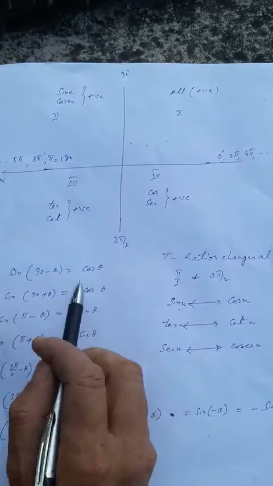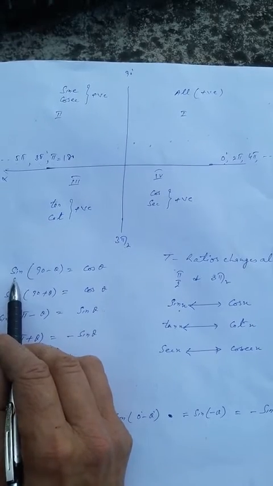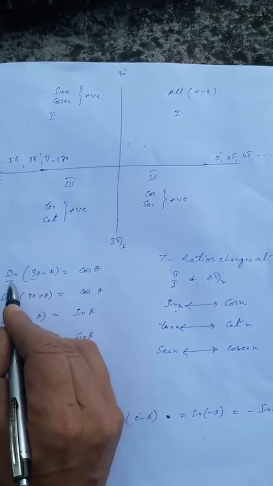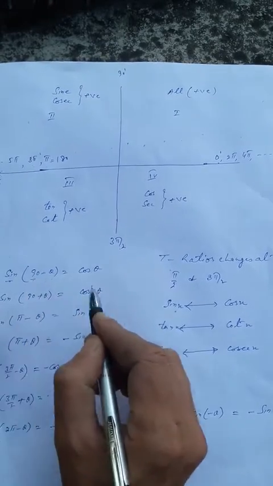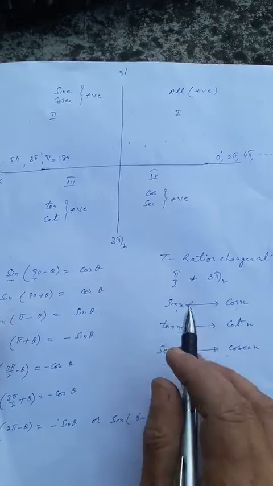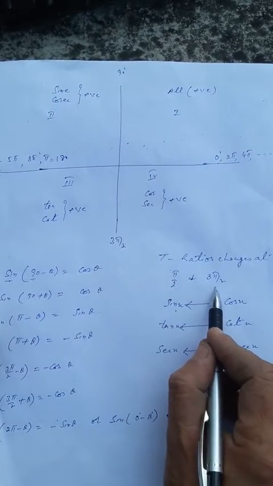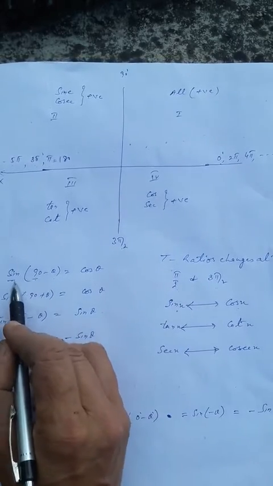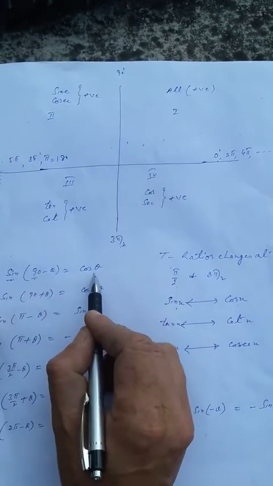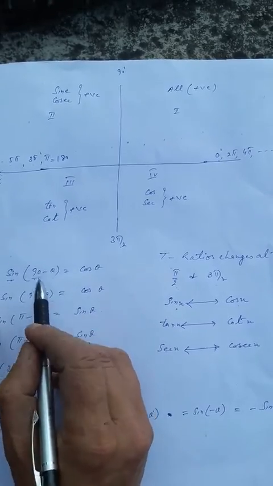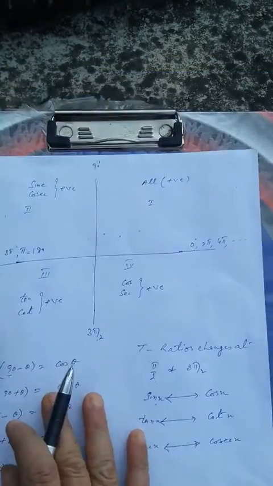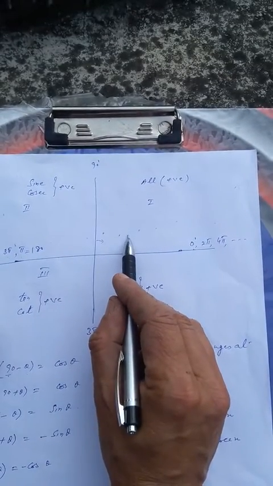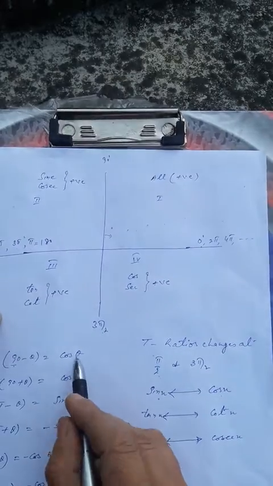Now see, I am giving an example. Suppose you are given sine of 90 minus theta. First of all we will see sine 90, and the t ratio changes at 90, and I already said that it changes at 90 degree and 270. So sin 90 changes and becomes cos, and after that we have to see the quadrant. Which quadrant is this? 90 minus theta means it is the first quadrant, and in the first quadrant all are positive. So it is equal to cos theta.